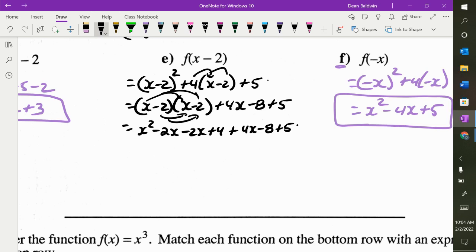Okay, so what do I do now? Just simplify this. Combine your like terms. So we have an x squared at the beginning. Is there any other x squared in there? No, so it's just x squared. We have negative 2x and negative 2x. What's that? Negative 4x. Plus 4x is no x's. They all go away. What's 4 minus 8? Negative 4 plus 5? 1. So it's actually just x squared plus 1 is what it simplifies to.